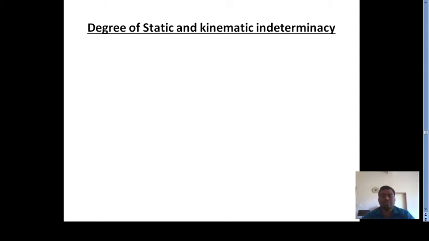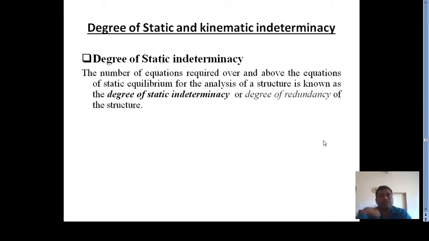Statical indeterminacy and kinematic indeterminacy. The degree of statical indeterminacy: the number of equations required over and above the equations of static equilibrium for the analysis of a structure is known as the degree of static indeterminacy, or degree of redundancy, of the structure.